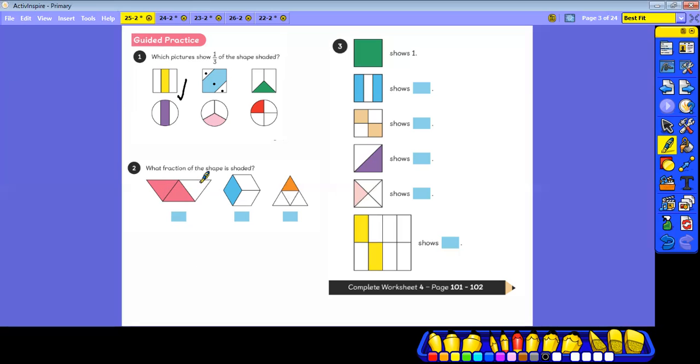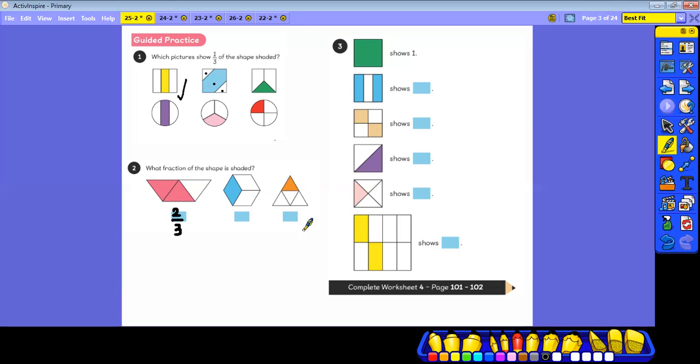So first of all, let's have a look at how many equal parts we've got here. Well, first of all, are the parts equal? Yes, they're all triangles, aren't they? 1, 2, 3. So our denominator is going to be 3. But we're asked what fraction is shaded. So how many parts are shaded? 2 out of 3. So our numerator is 2 and our denominator is 3. 2/3 of the shape's been shaded. You have to do the same for the next 2 pictures.